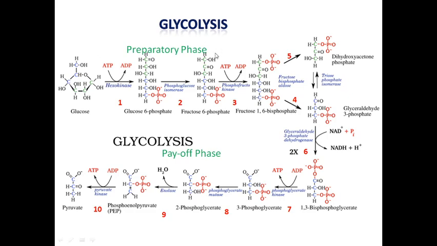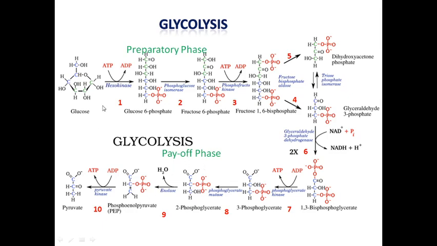So here is glycolysis. It has two phases. Number one is the preparatory phase, and number two is the payoff phase. It has a total of 10 steps. Here you can see I have marked it. The first 5 steps are the preparatory phase, and from step 6 to step 10 is the payoff phase.